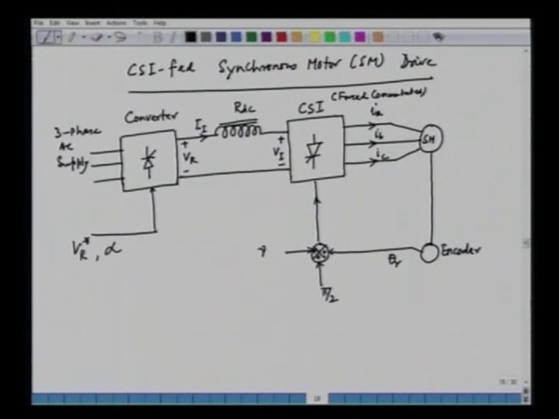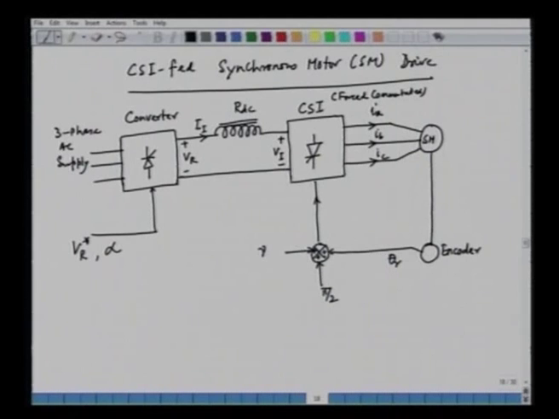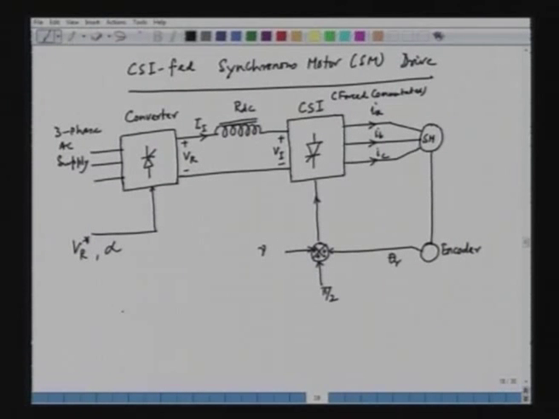Now, we will do some analysis here. The question is this: it is a self controlled drive, and the performance of this drive will be similar to that of a DC drive. Ultimately what we are doing here is feeding a DC voltage. Although we have a 3-phase AC supply, the output of the converter is a DC voltage, and the DC voltage is the input of the CSI. So, we can control the synchronous motor just like a DC machine. So, we will write down a few equations in this case.